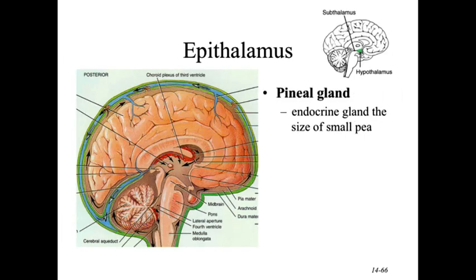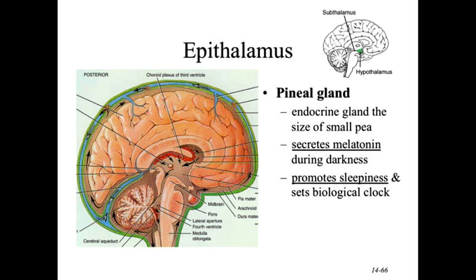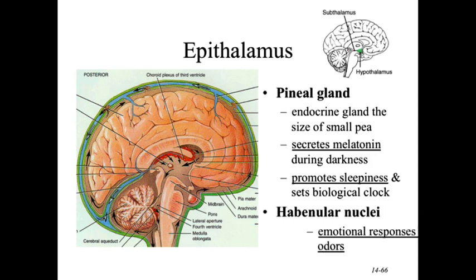The epithalamus, which is where the pineal gland is, that's an endocrine gland, but it also is tied to the neural system, and it's involved in secreting melatonin, not melanin, melatonin, which tones you down at night to sleep. Melatonin is a great neurotransmitter, has a lot of benefits not only in sleeping, but it's used now to treat a lot of the symptoms of irritable bowel syndrome or IBS. So it helps to promote sleepiness and it sets your biological clock.